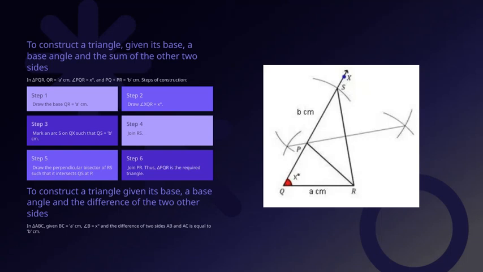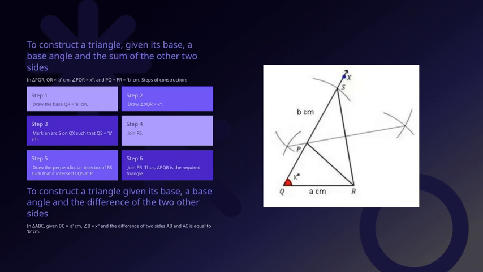Let's go through the process of constructing a triangle when we know its base, a base angle, and the sum of the other two sides. In this case, consider triangle PQR where QR is our base, with length a centimeters. The angle at Q, which is PQR, is given as x degrees. Additionally, the sum of the other two sides, PQ and PR, is b centimeters.